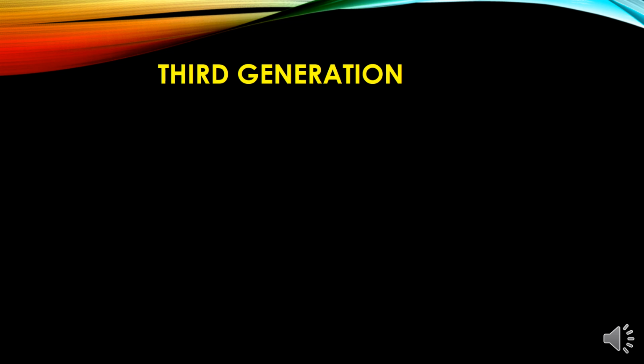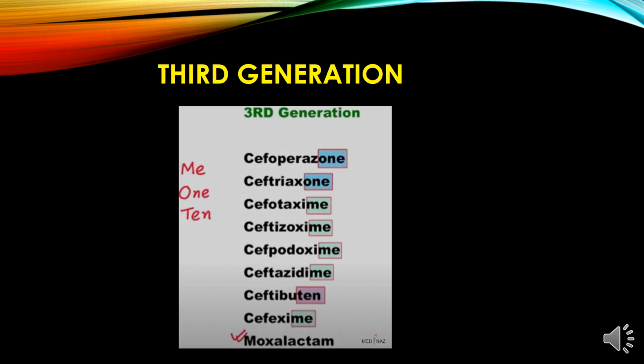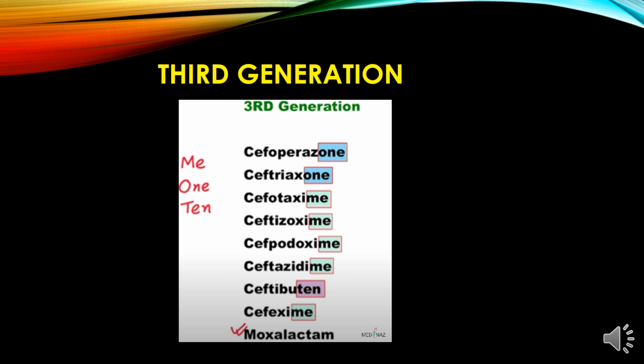So we'll be discussing the third generation, and as we discussed previously, the names of these drugs at the end contain "ime" and "one", and the exception to it is moxalactam. So the third generation includes cefoperazone, ceftriaxone, cefotaxime, cefixime, ceftazidime, ceftibuten and cefdinir. You have to memorize the names.